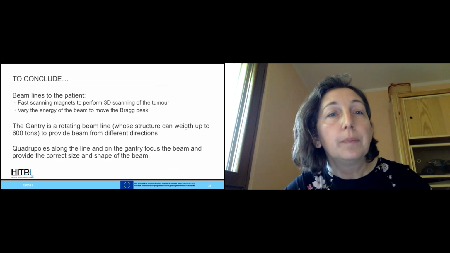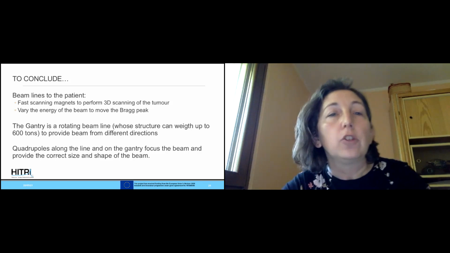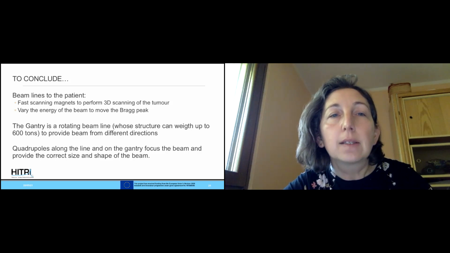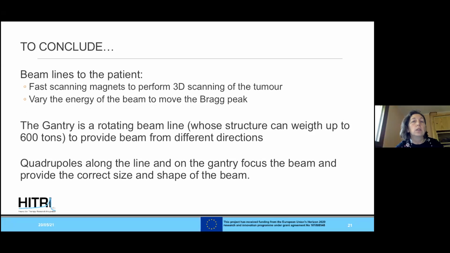To conclude, beam lines to the patients need a very fast scanning system to scan the tumor transversely, and some energy variation line or on the gantry to focus the beam and to provide the correct matched condition for it to reach the patients correctly.